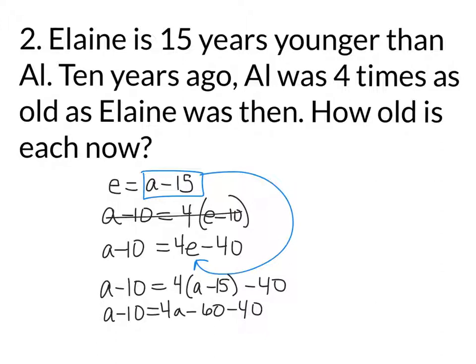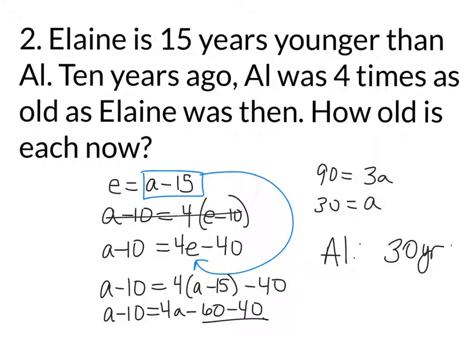So that would give me 3A. If I subtract A on both sides, that would be negative 100. I add 100, that'd be 90. Divide by 3. So currently, Al is 30 years old. And Elaine is 15 years younger than Al, so I'll plug it in right here. 30 minus 15, Elaine is 15 years old. And there's your answer.